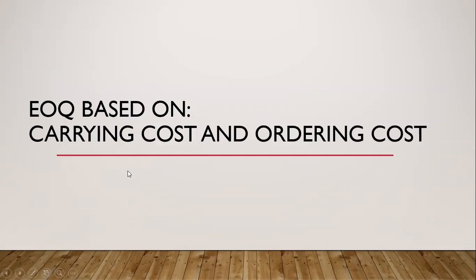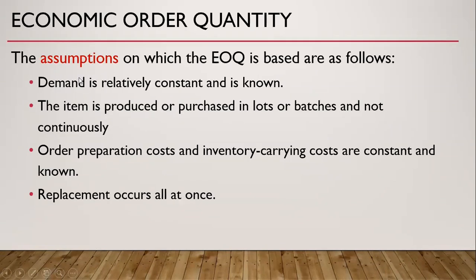So the first approach of calculating economic order quantity is balancing the carrying cost and ordering cost. The assumption in this approach is that the demand is relatively constant and is known. The item is produced or purchased in lots or batches and not continuously. Order preparation cost and inventory carrying cost are constant and known. Replacement occurs all at once.